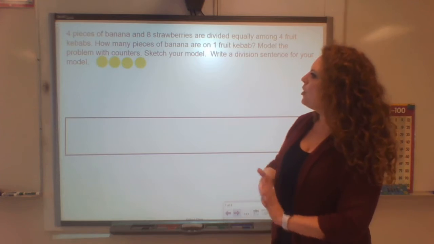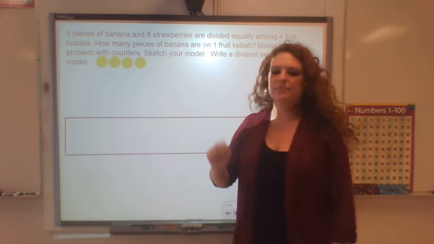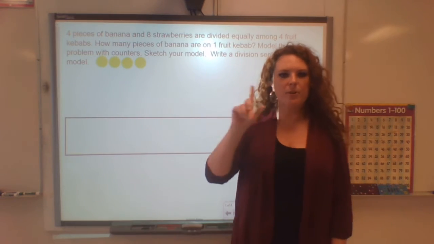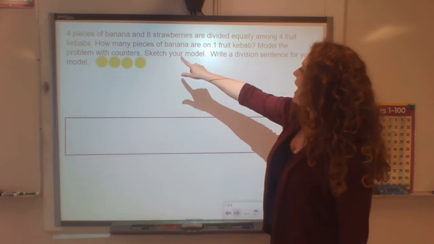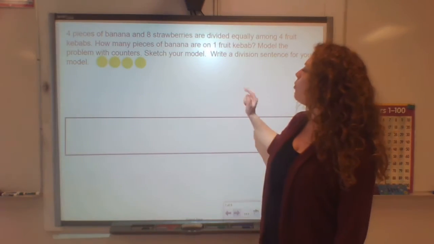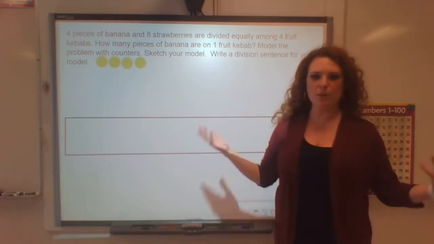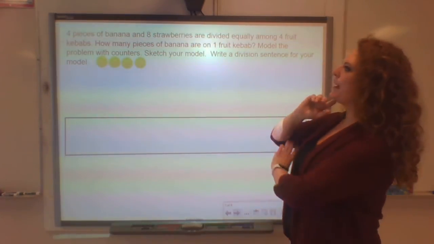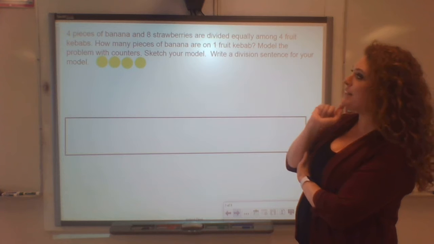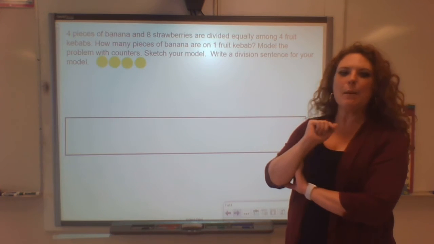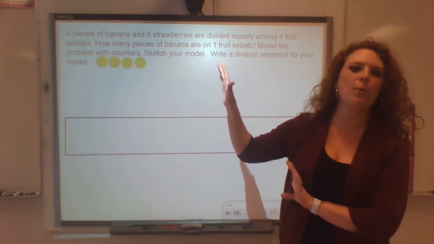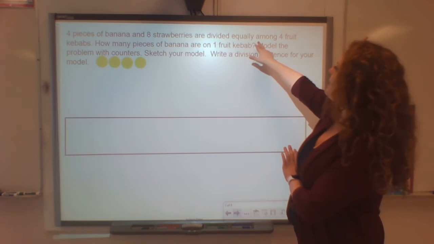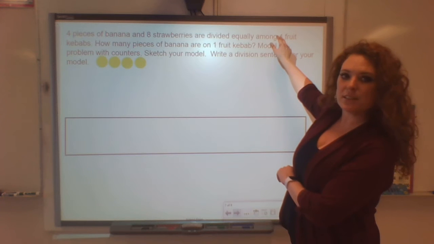So here we have 4 pieces of banana. I also have 8 strawberries, but I'm going to worry about that afterwards. I'm going to focus on the first question. The first question is, how many pieces of banana are on one fruit kebab? So how many fruit kebabs? Now I need to be looking for all of these clues and this information in the question. So let's go back over the question again. 4 pieces of bananas, 8 strawberries. Now am I worried about the strawberries right now? I'm not worried about the strawberries, so I'm just going to totally ignore that. So 4 pieces of banana are divided equally among how many kebabs?